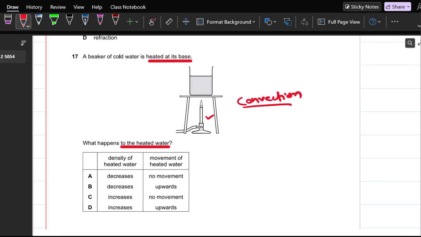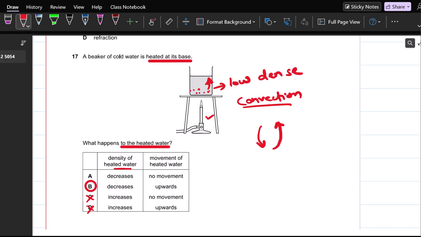In convection, what happens? The molecules that are heated rise. Why they rise is because they become less dense. Their density decreases. So the density of heated water becomes lower. So C or D are not right. And they move upwards, rises, yes, B is correct. That is why convection currents are set up there.